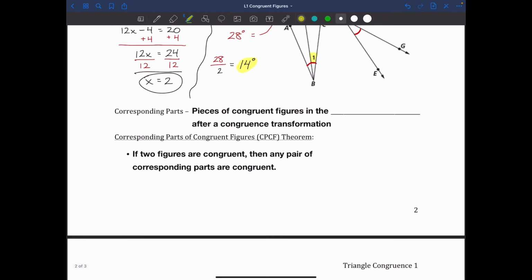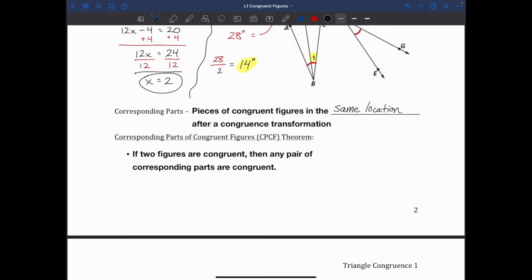We've got these corresponding parts. So when we're saying corresponding parts, I kind of clued into it a little bit earlier. They are pieces of congruent figures in the same location after a congruence transformation.